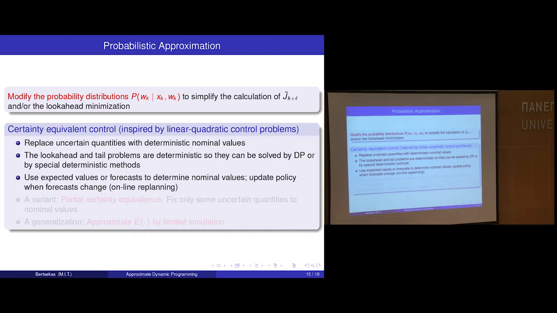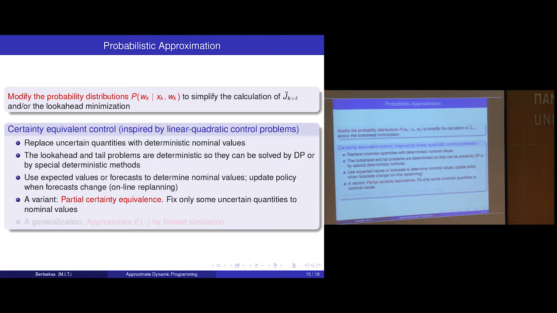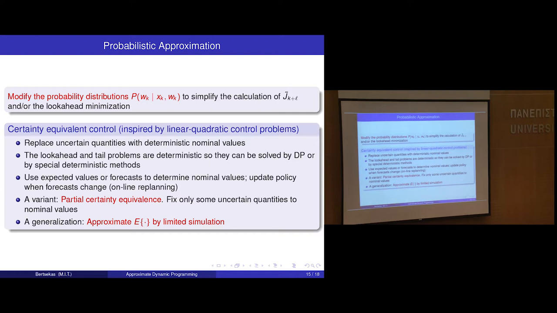Besides the W case, it's possible to introduce, in cases where there are forecast uncertainties in the problem, expected values: we can use the expected value of the forecast to make the calculations, and then update the policy when the forecasts change, doing online replanning as we go along. And there are some variants here. There's a method called partial certainty equivalence, where we fix some of the uncertain quantities to nominal deterministic values, and others we keep stochastic. If this does not complicate solution of the approximate problem, that's fine. Limited simulation in place of fixing to a single deterministic value may be another possibility. There are all sorts of options, problem dependent.